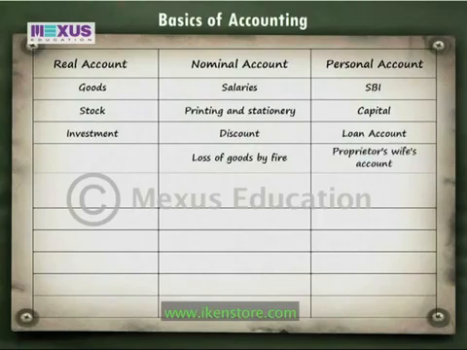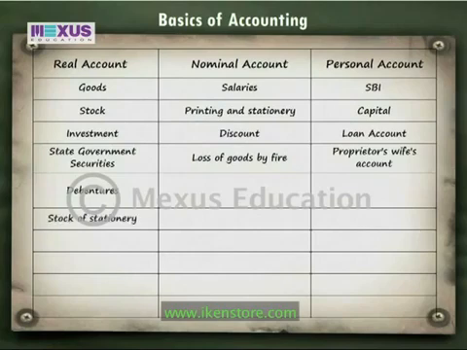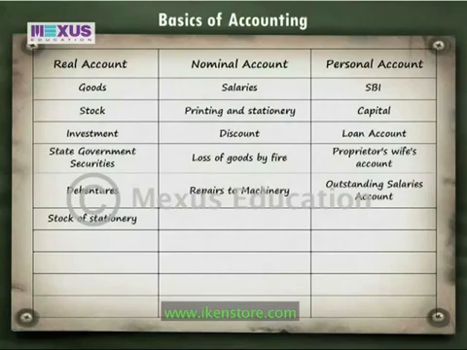Proprietor's wife account, personal account. State government securities, real account. Debentures, real account. Stock of stationery, real account. Outstanding salaries, personal account. Repairs to machinery, nominal account.